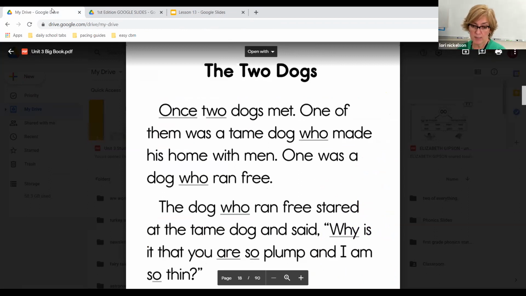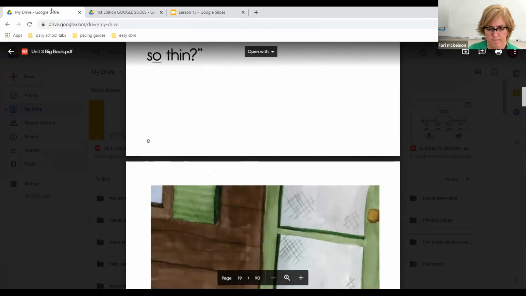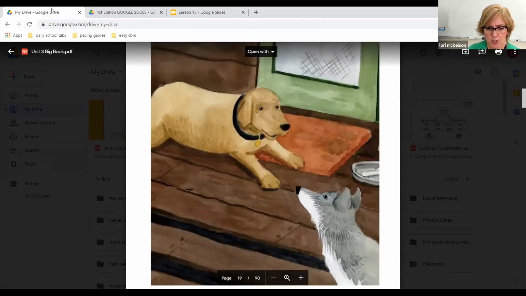Once two dogs met. One of them was a tame dog who made his home with men. One was a dog who ran free. The dog who ran free stared at the tame dog and said, "Why is it that you are so plump and I am so thin?" There's the pictures.